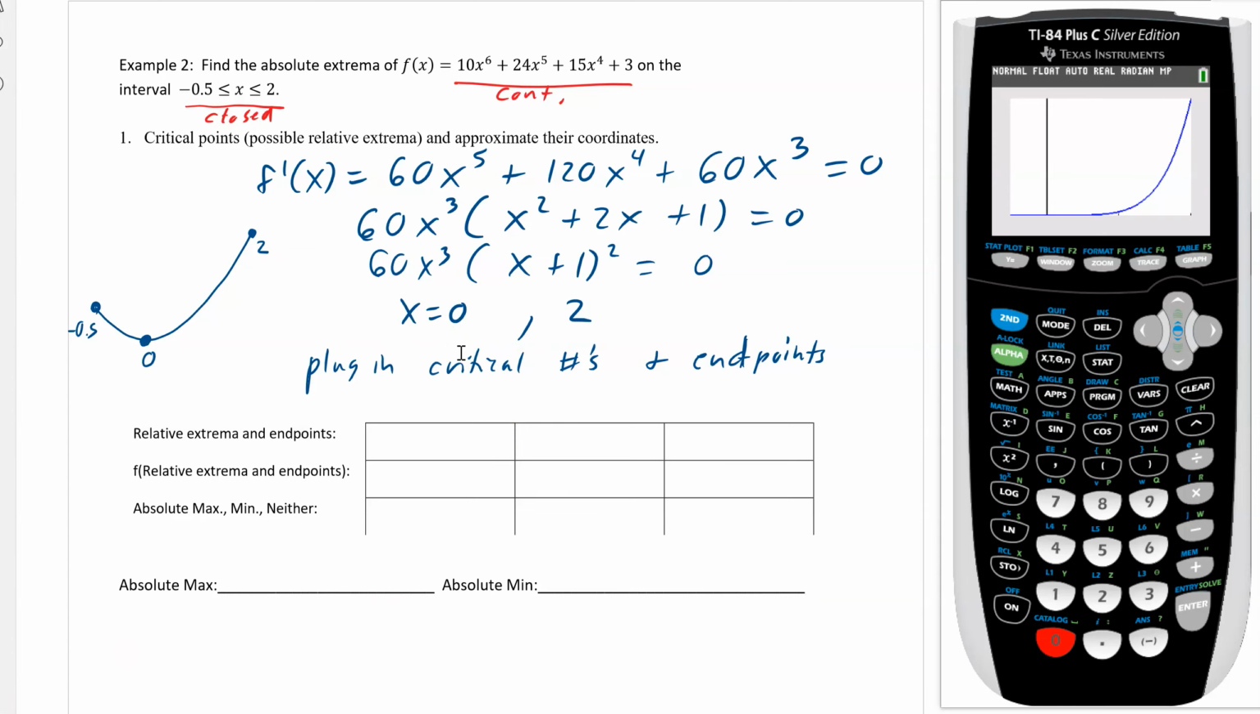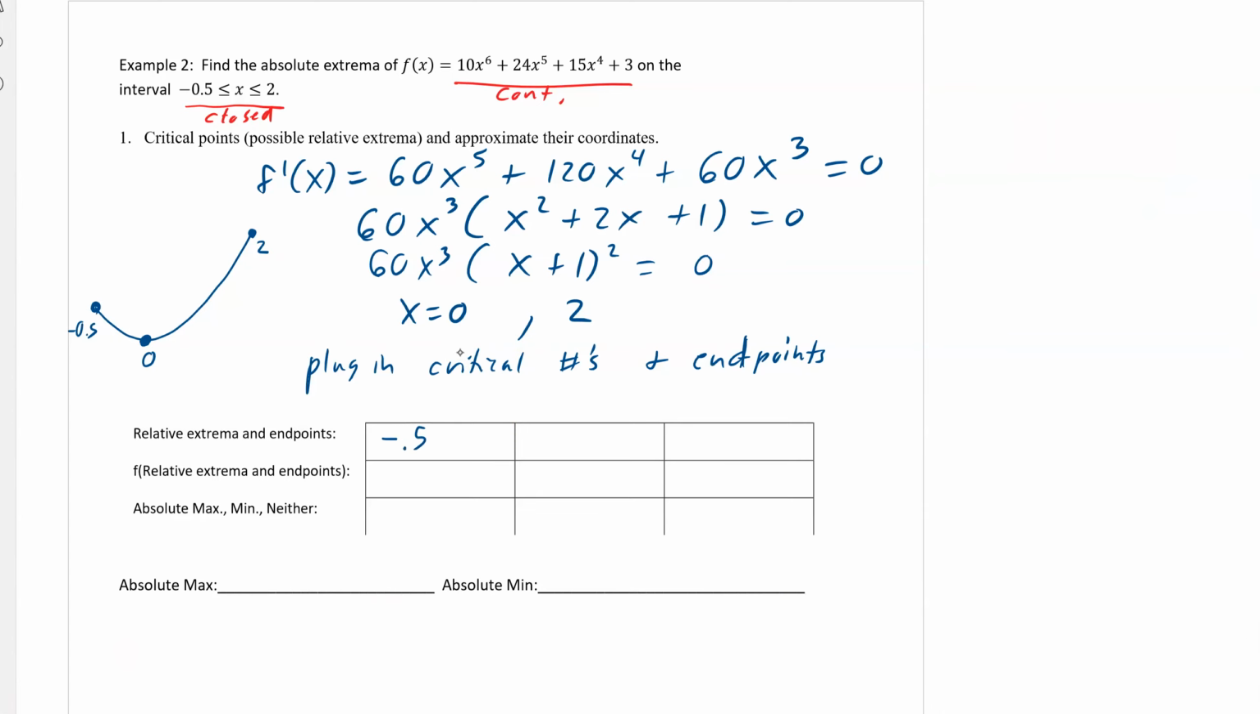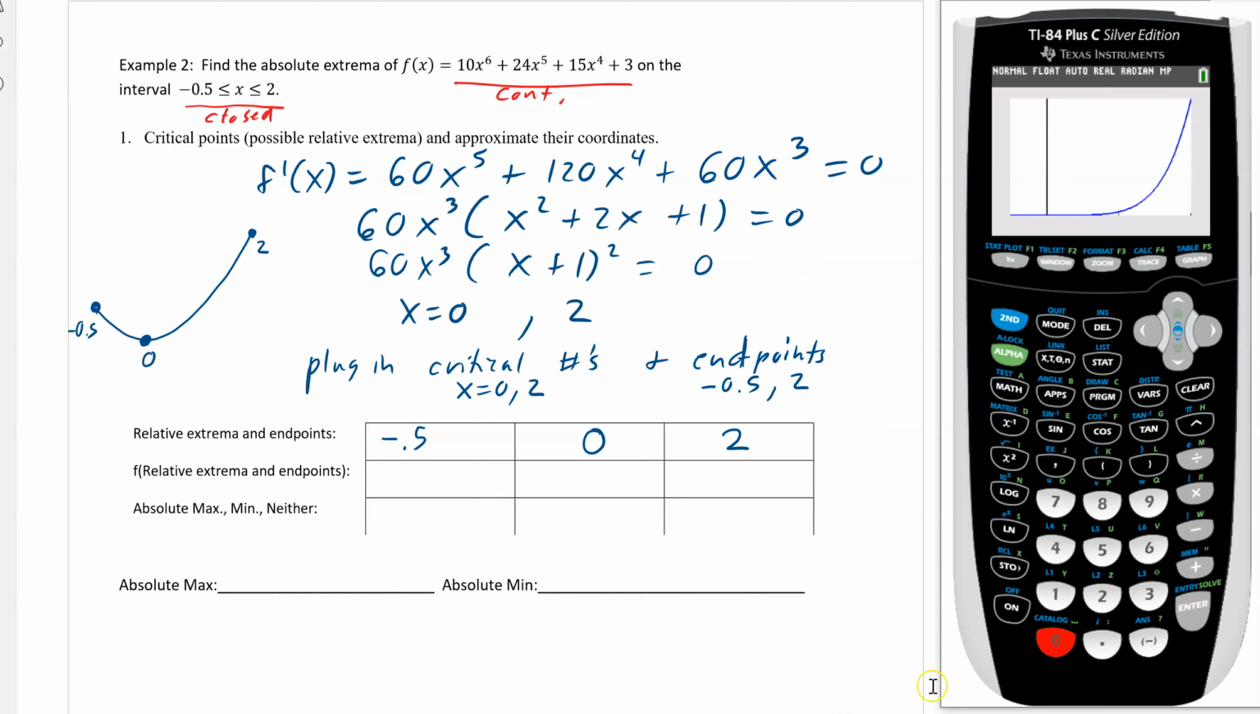So what I like to do is I take my negative 0.5, which is my first endpoint. The one that's in the middle is 0, and then 2. So our critical numbers are x equals 0 and 2, and our endpoints are negative 0.5 and 2. Now, these critical numbers have to be within this interval. If they're not, we don't include them. So if I had gotten 3 as a critical number, I would throw it out because I can only use those values. Now, if you've already entered this in the calculator correctly, remember this is the original function, all we have to do is hit trace, negative 0.5, and it'll spit out our y values.